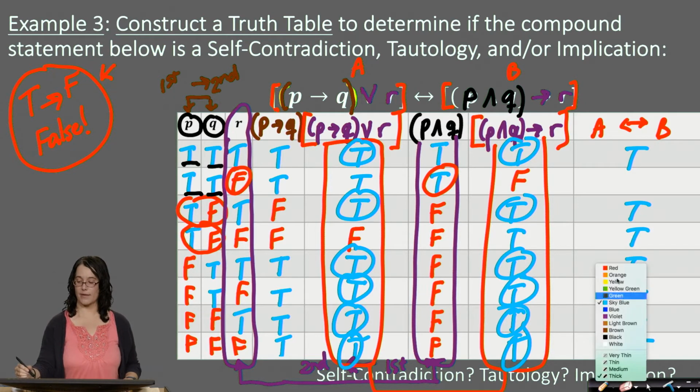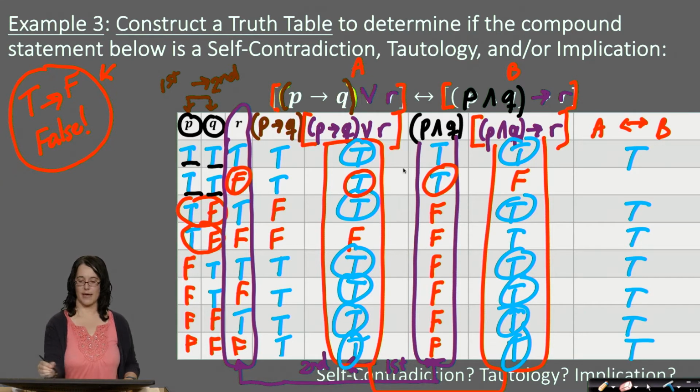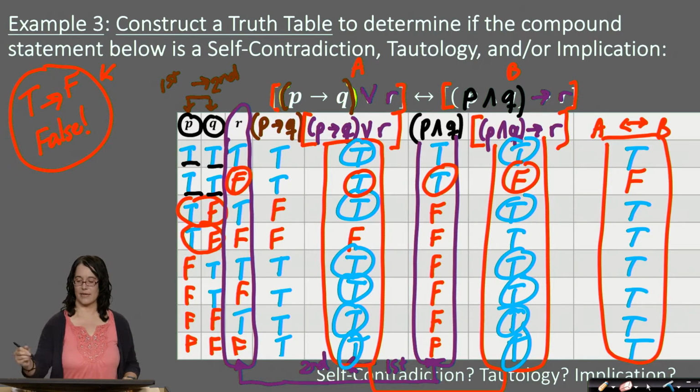So in one lonely case right here, where we had a T and then an F, that's where we had our falsehood because they weren't the same. If they had both been falsehoods, though, it still would have been true. Okay, so our final column should look like this, unless I made a mistake somewhere, in which case email me. TF, and then TTTT all the way down.